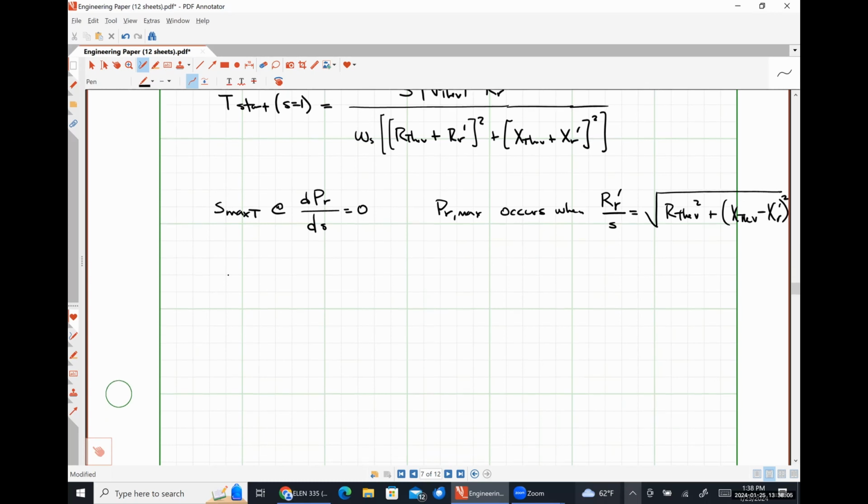Under this particular condition, without bogging you down with the derivation, we find that our slip for which maximum torque occurs is given by s_max = R2 prime divided by the square root of R_thev squared plus X_thev plus X_R prime quantity squared.